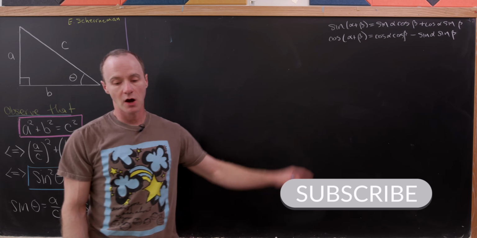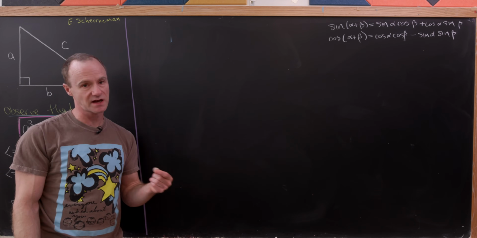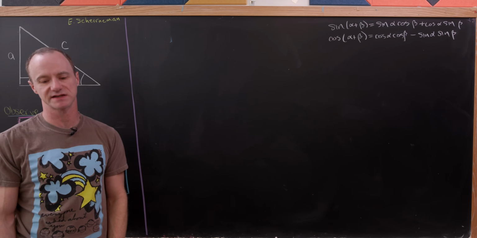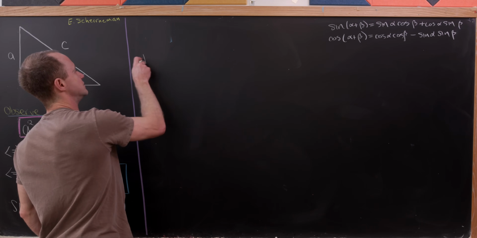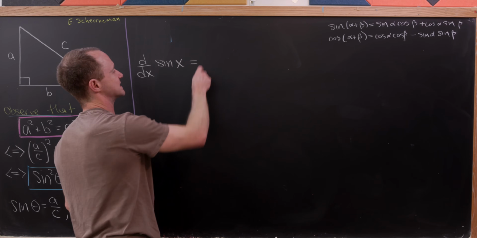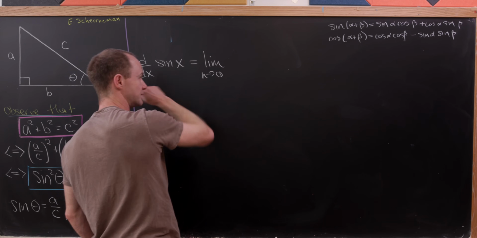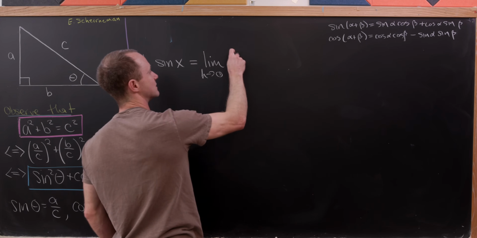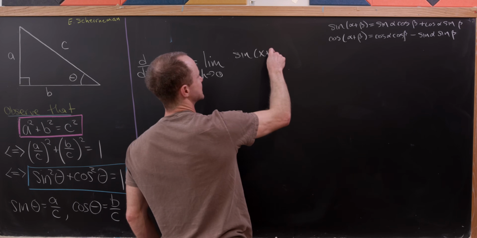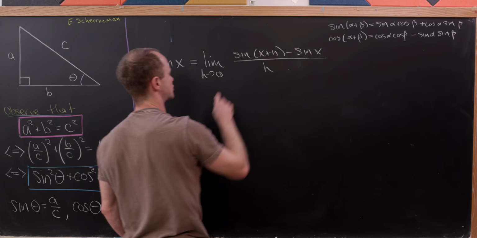Okay, so we just did a geometric argument of our angle sum formula for sine, and the one with cosine is similar. Now what I'd like to do is use that angle sum formula to calculate the derivative of the sine function. So here we're going to use the limit definition. So we've got the limit as h goes to 0 of sine of x plus h minus sine of x, all over h.